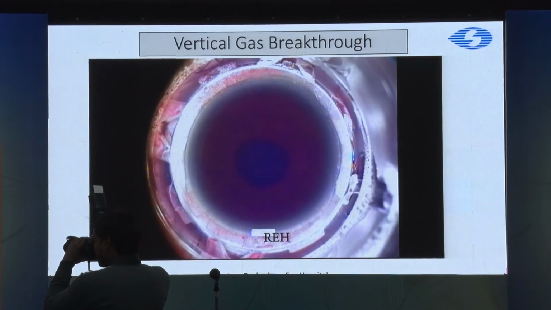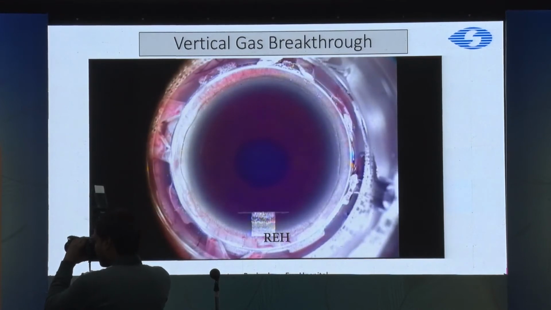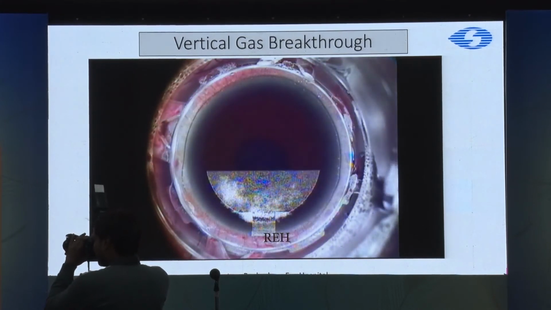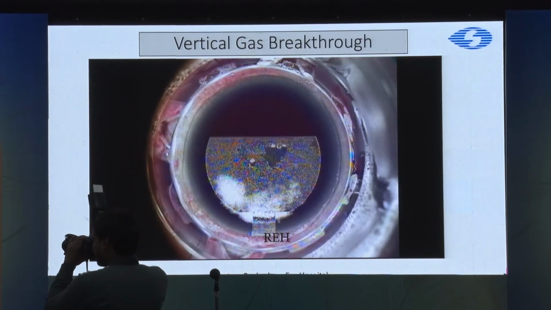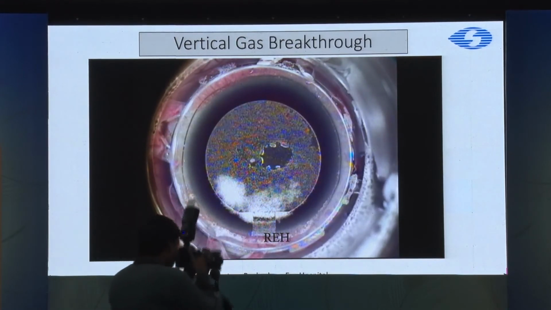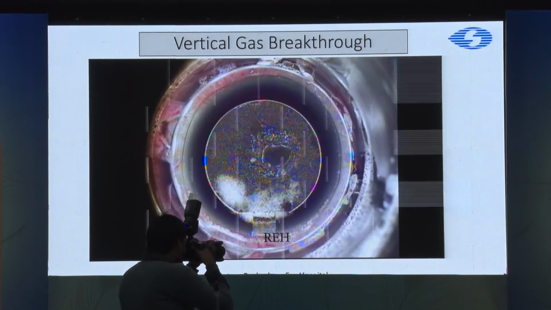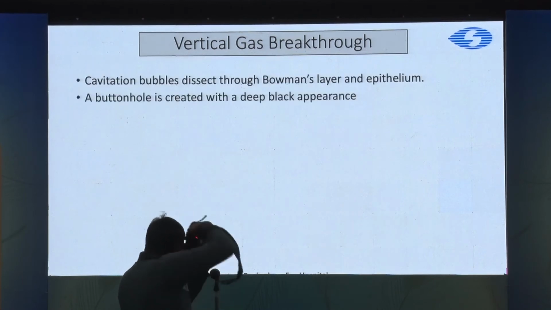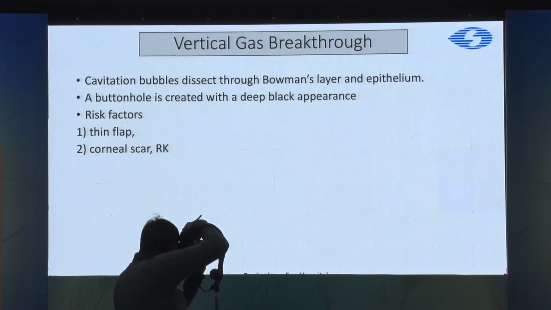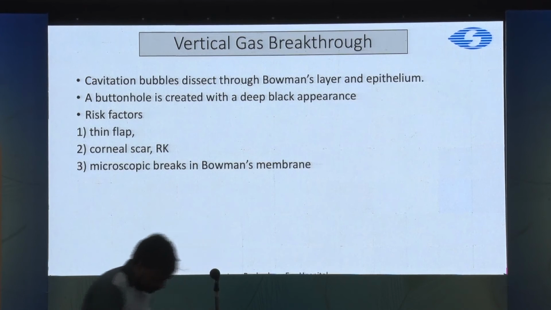This is a video of what is called a vertical gas breakthrough, which is the equivalent of a buttonholing that we get in microkeratome LASIK. You can see that dark area in the center, and then suddenly it vents and the air bubble comes out through the Bowman's and the epithelium. So why does this happen? Because cavitation bubbles dissect through the Bowman's layer and epithelium, and a buttonhole is created with a deep black appearance.